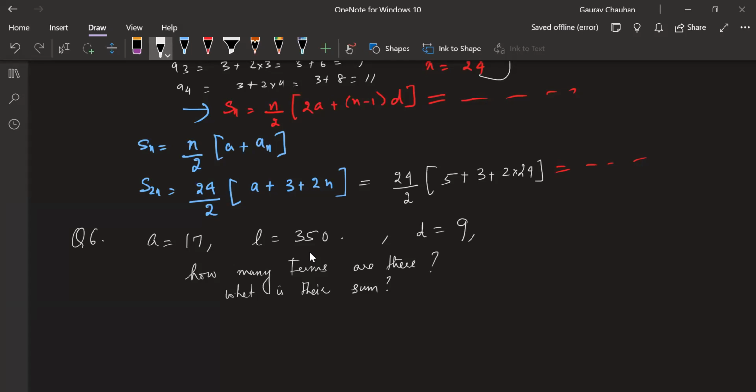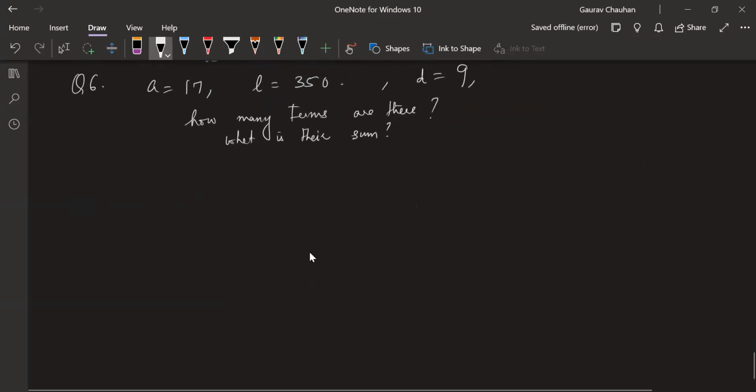So they are asking how many terms are there in this AP. Kindly note they have not given the AP, but they've given the first term, last term, and common difference. Very interesting. What is their sum?